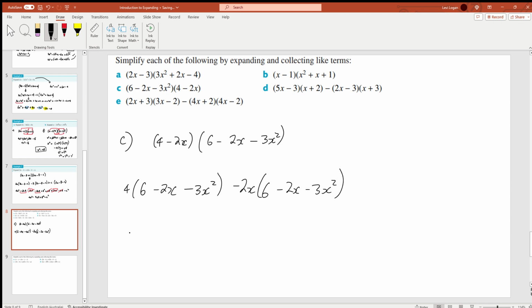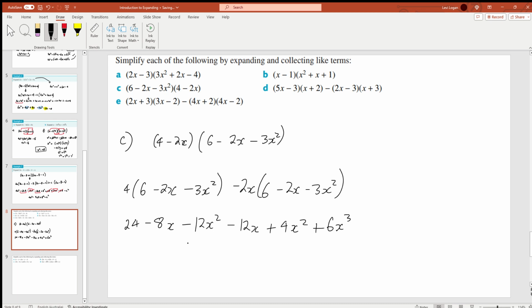4 times 6 is 24. 4 times minus 2x is going to be minus 8x. 4 times minus 3x squared is going to be minus 12x squared. Negative 2x times 6 is going to be minus 12x. Negative 2x times negative 2x is going to be positive 4x squared. Negative 2x times minus 3x squared is going to be positive 6x cubed.